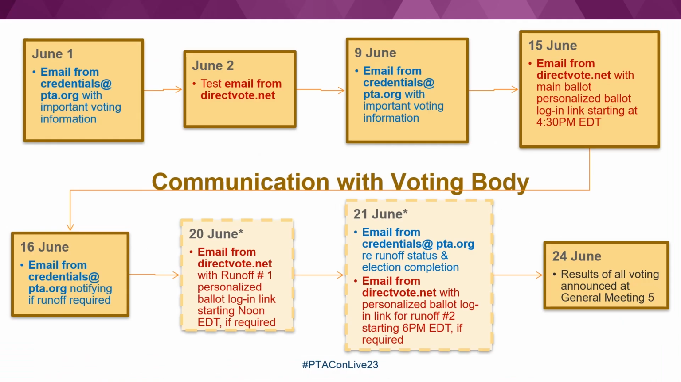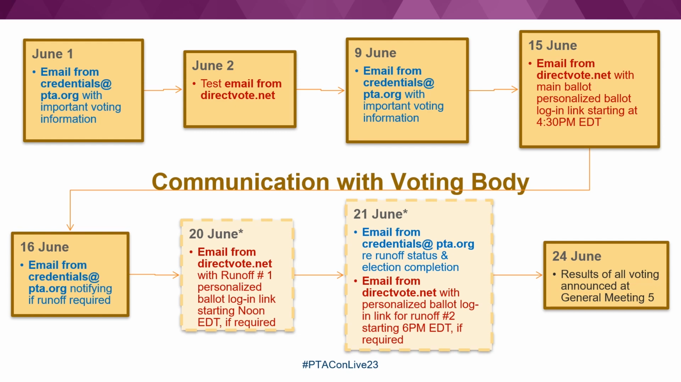Please note that if you are part of the voting body, you will receive many communications from National PTA, in blue on this slide, and from the virtual ballot vendor, in red on this slide. The communications start on June 1st with an email from National PTA to anyone who completed the registration process by May 31st. The email will contain important information. The same group will receive a test email from the voting vendor on June 2nd, so it's very important to check your email and your spam folder.